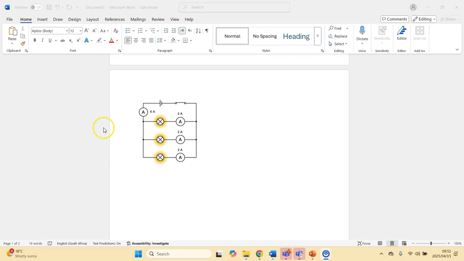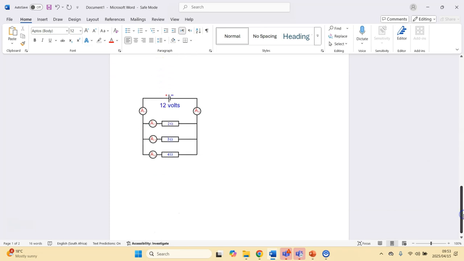Again, the reason that a parallel circuit is known as a current divider is because the current will split across the branches. So if the total current in this parallel circuit is 6 amps, assuming that the three resistors are identical, then the current will split equally across each branch so that each branch gets 2 amps of current.